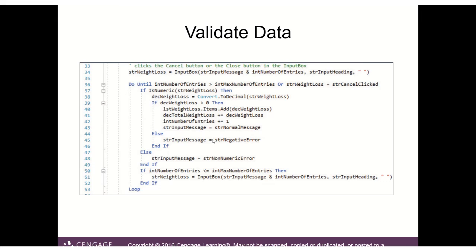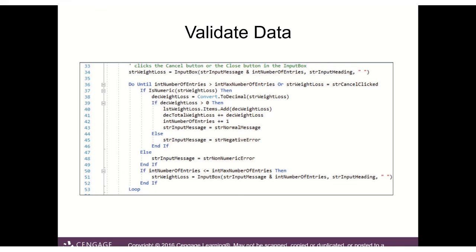Now you can do the data validation. This is the weight loss application that we coded. You can see we are running, at line number 36, a do until loop, and the condition is until the number of entries is more than the maximum number of entries, in our case that is 8, or the user cancels the weight loss input, I mean the weight loss button.